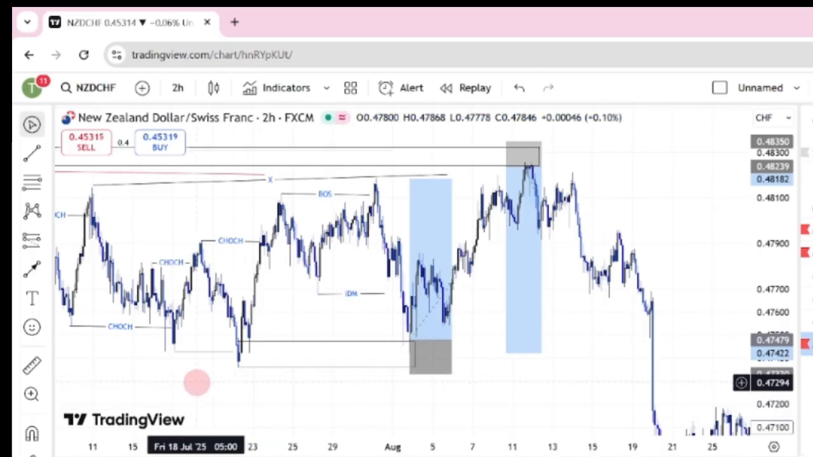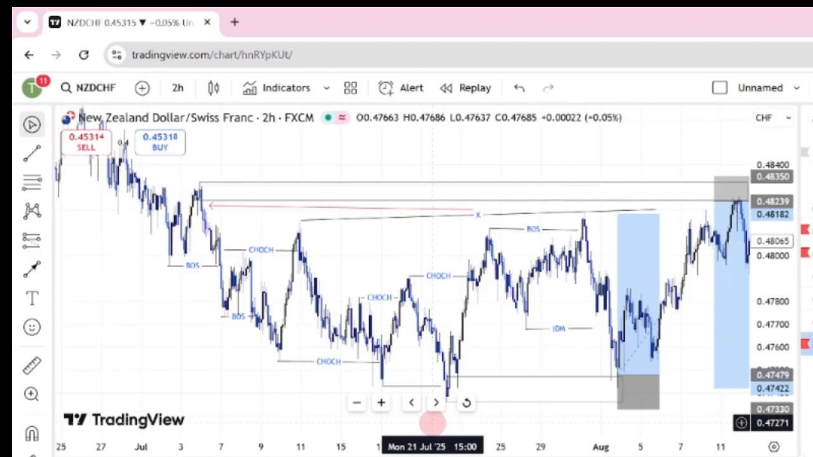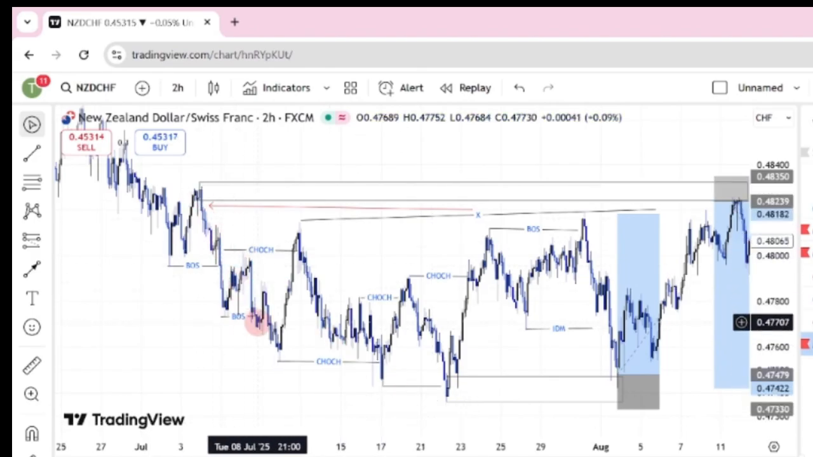So next time when you're trying to take your trade, always try to consider your directional order flow. Where is the price coming from? Are we in a bullish market? Are we in a bearish market? Then try to look out for your inducement. Do you have inducement before your order block?